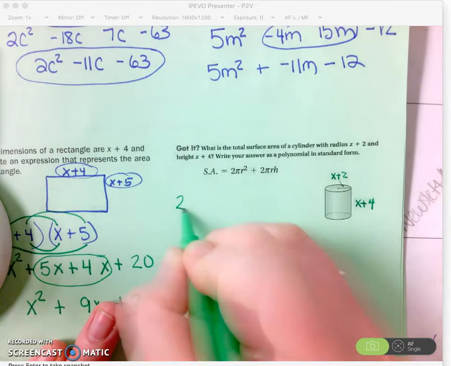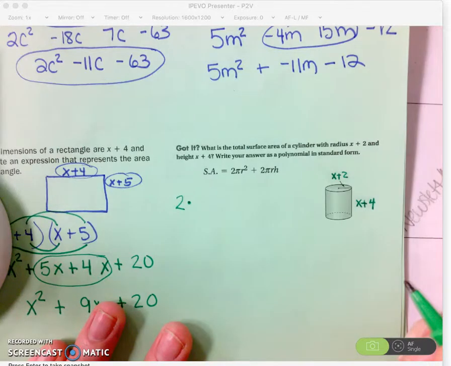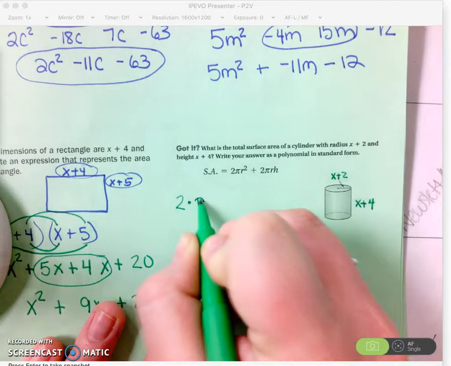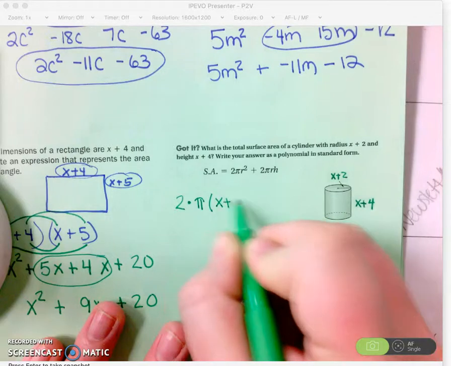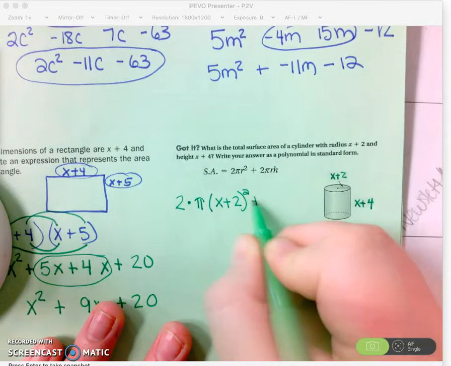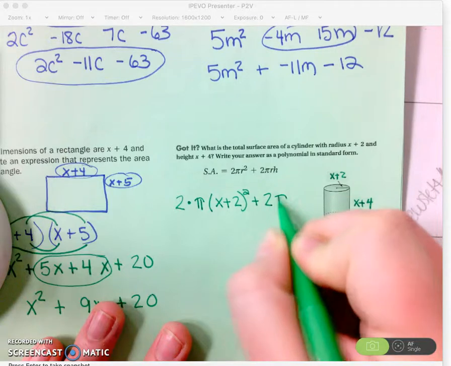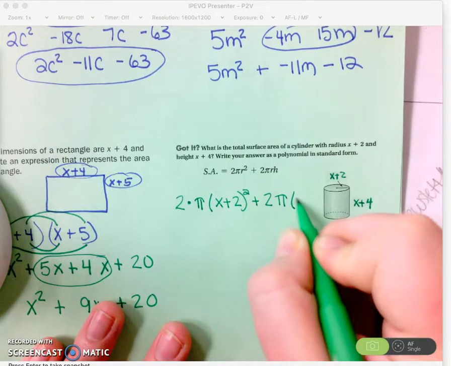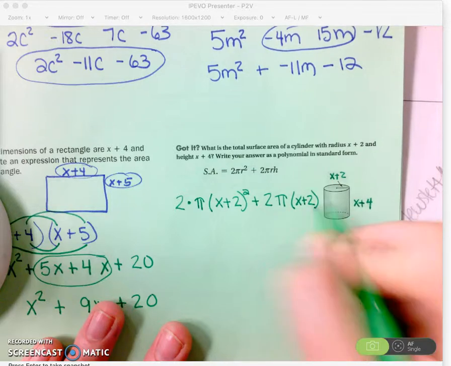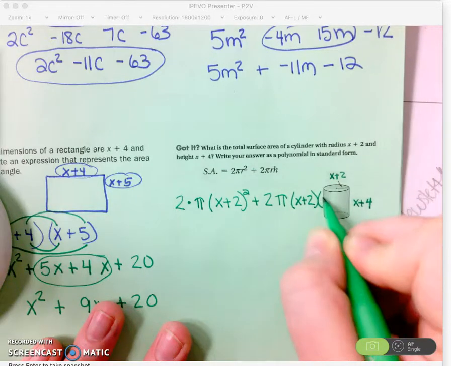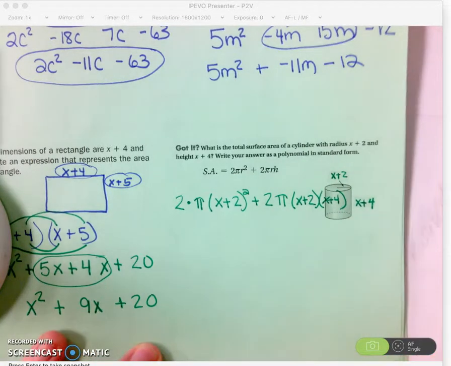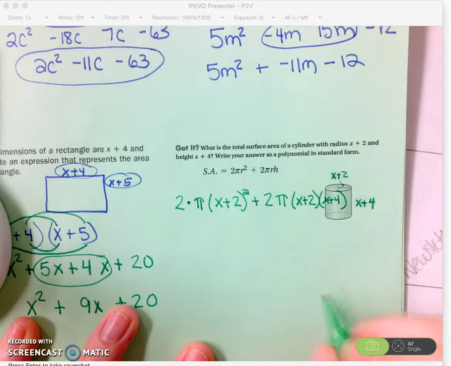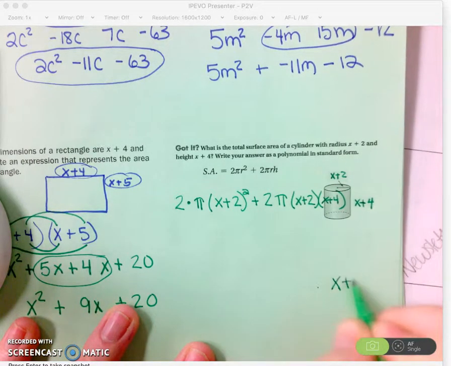So 2, and we could probably keep that as pi, times r squared. So x plus 2 squared, and then 2 pi r, and then times also this x plus 4. So order of operations, what do we do first? I'm going to show my work down here. I'm going to have to do x plus 2 squared.